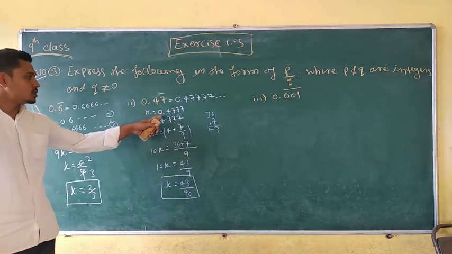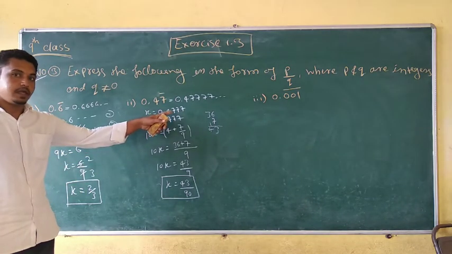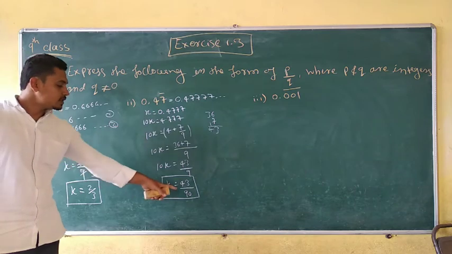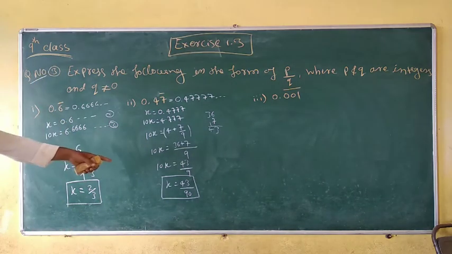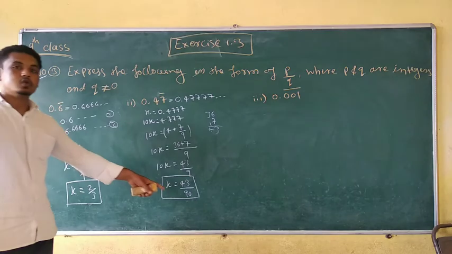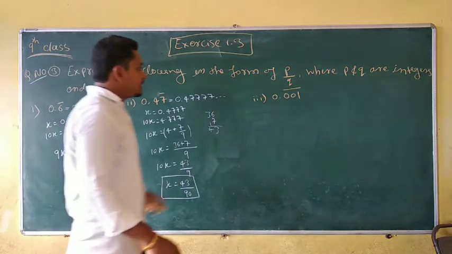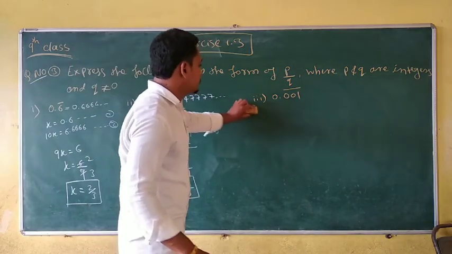So x is equal to 43 by 90, which is 0.4777. It is in the form of p by q and q is not equal to 0. Is it right? Next, let us move towards the third question.